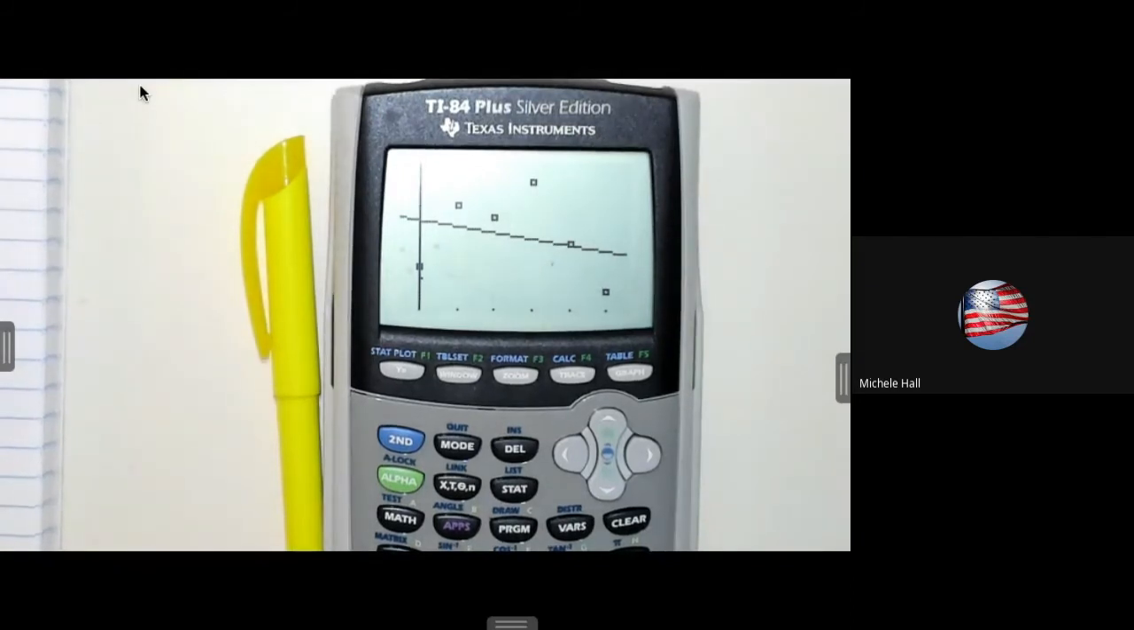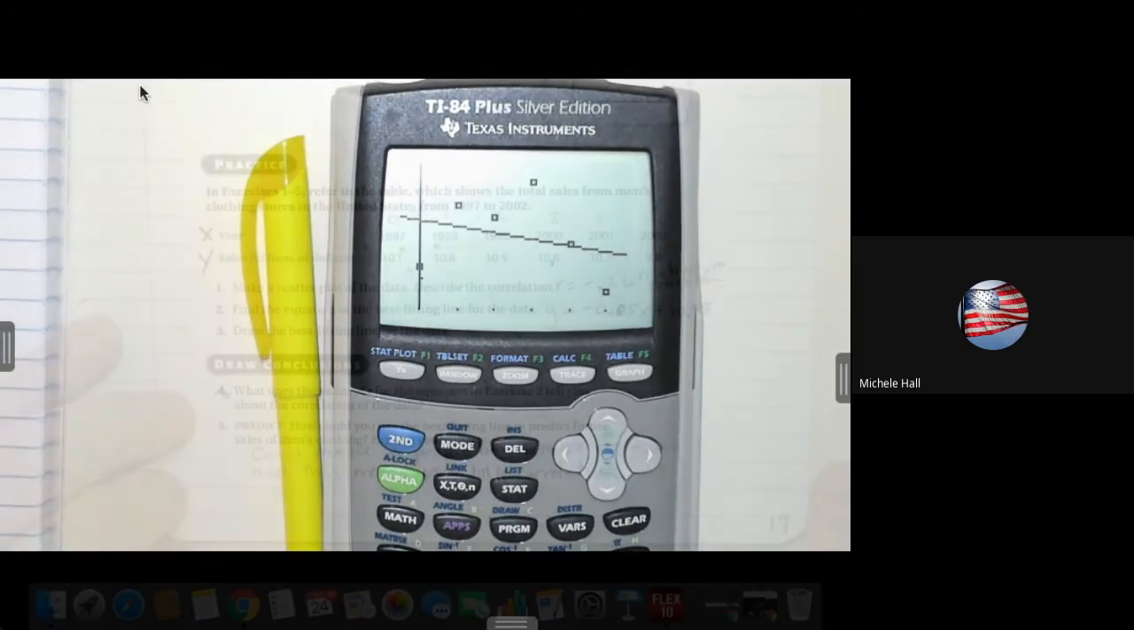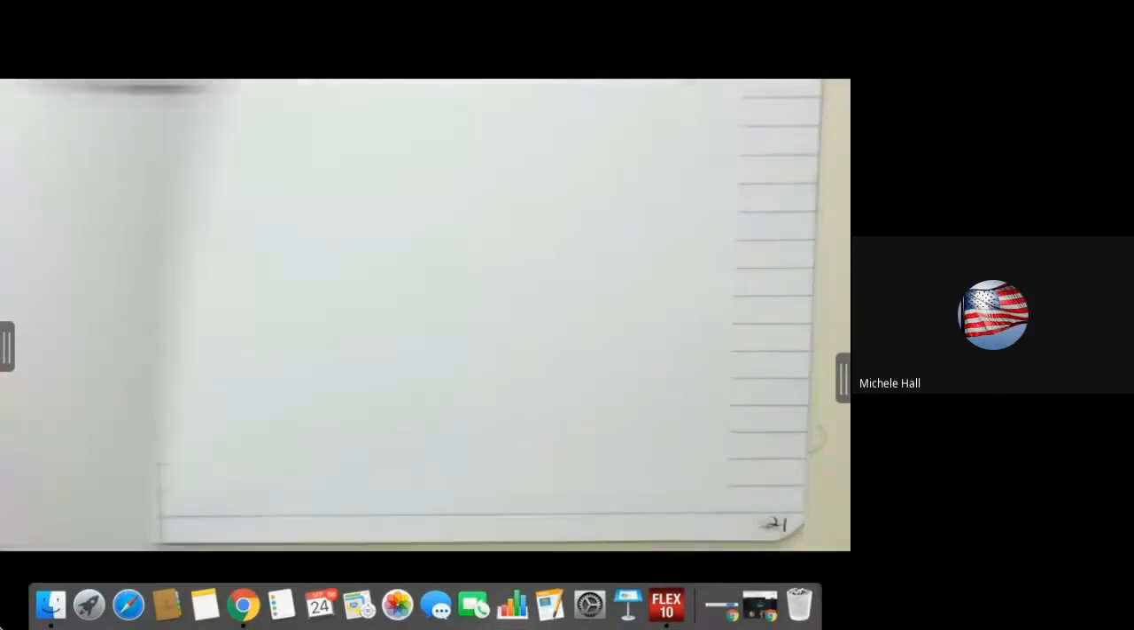And it says explain. Well, R equals negative 0.26. That's my explaining. Relatively no correlation. Now you know how to do linear regression. So let's go and practice some more.